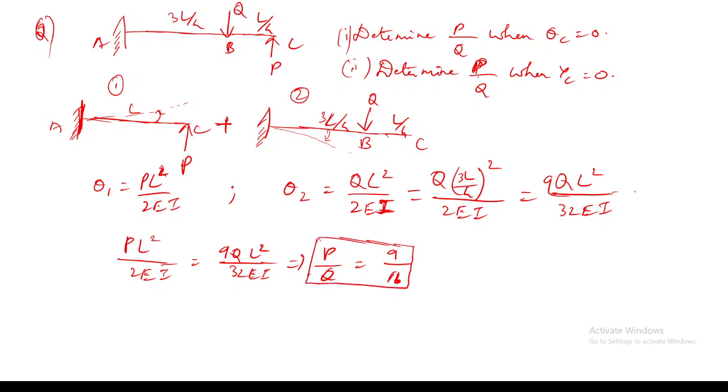In similar line, can you determine what will be the ratio of P by Q when YC equals 0? So when YC equals 0, what is Y1? It will be PL cube divided by 3EI. And what will be Y2?